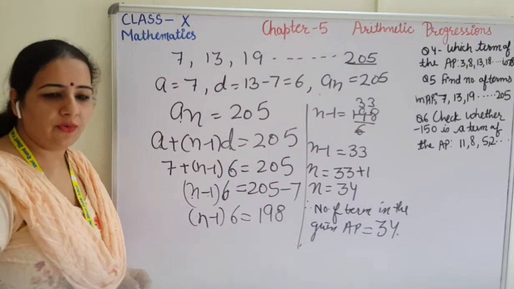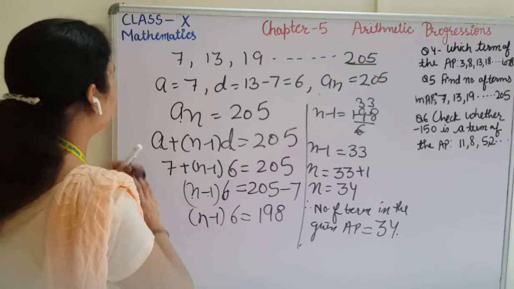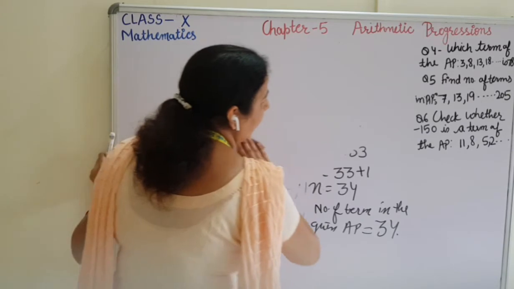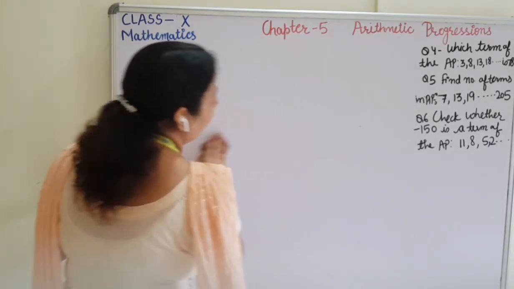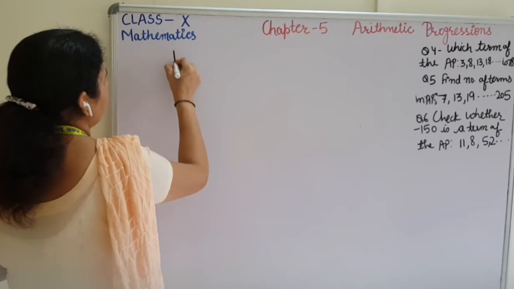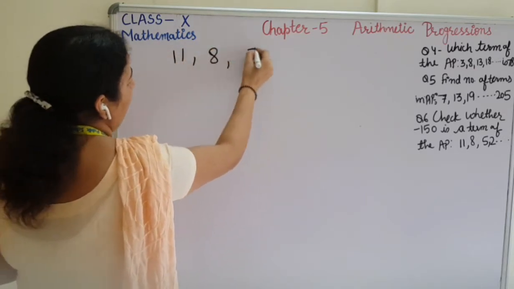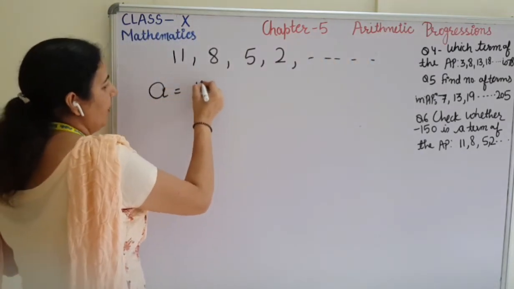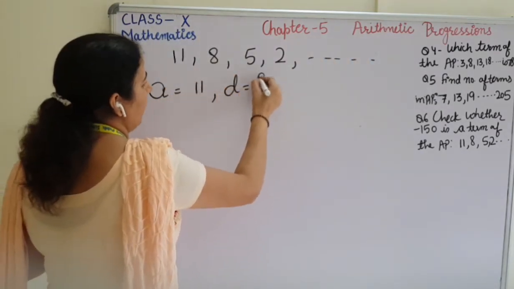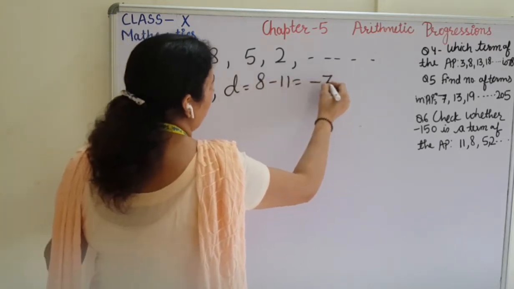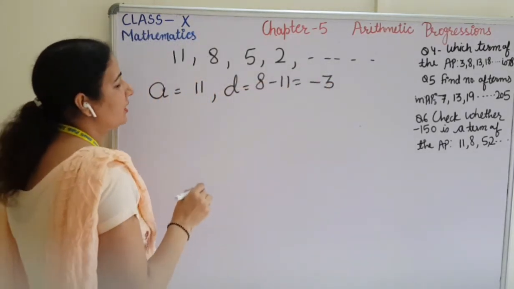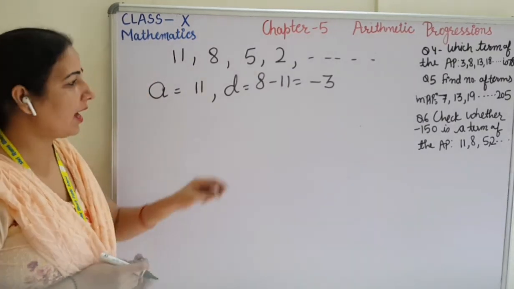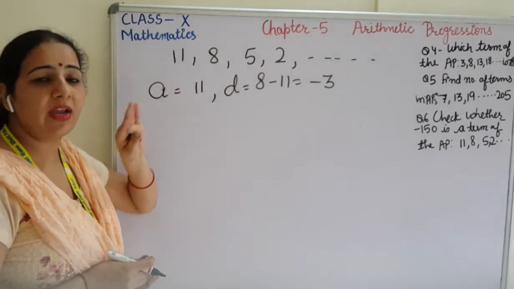So here we are going to start with the next example. Next question, that is question number 6. Check whether minus 150 is a term of the series 11, 8, 5, 2 and so on. What is the value of A? 11. And D is equal to 8 minus 11, that is minus 3. Now their question is to check whether minus 150 is a term of this series or not. That means we have to check whether minus 150 will come in this series or not.